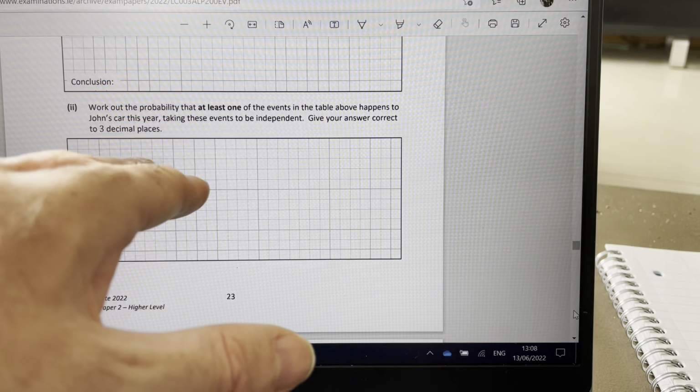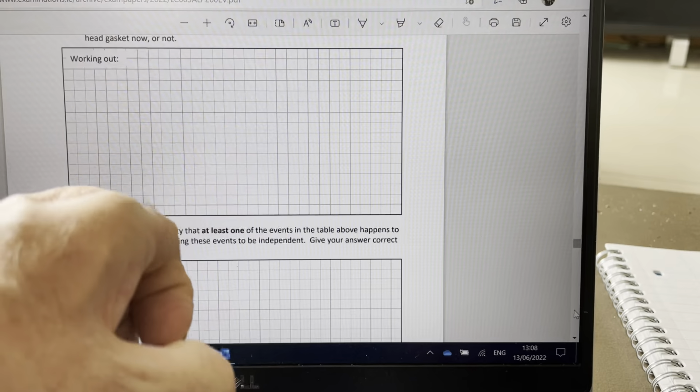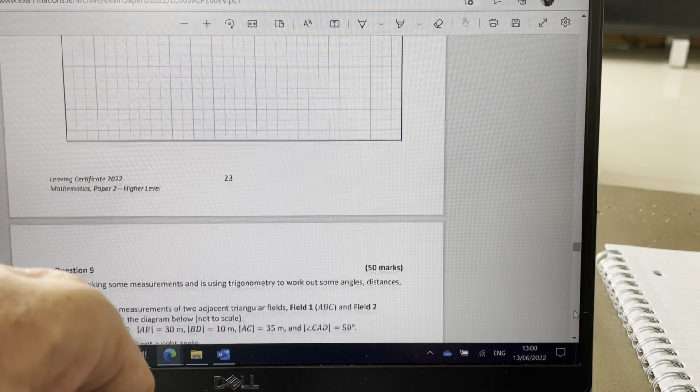Probability at least one of the events happens, taking them to be independent. Okay, and that's a reasonably okay one as well. Probably a little bit harder than the other one.